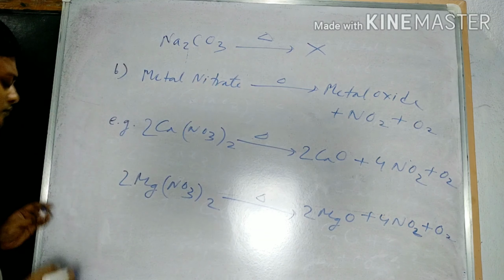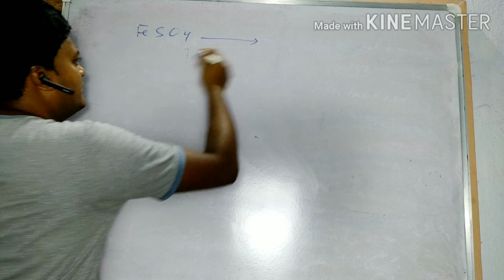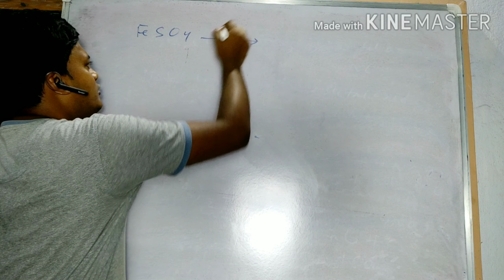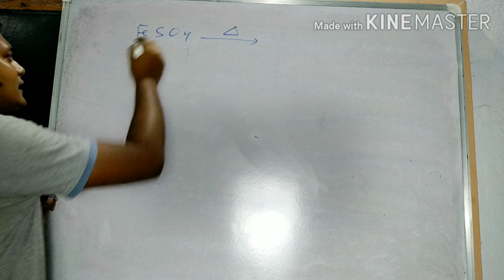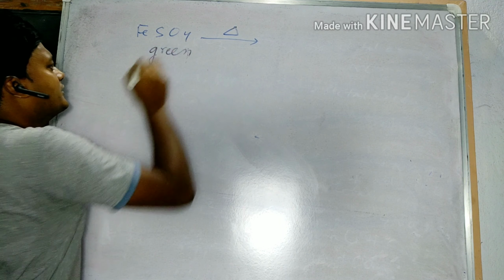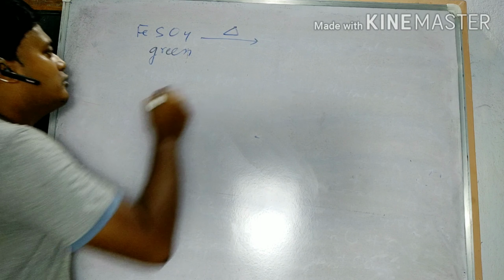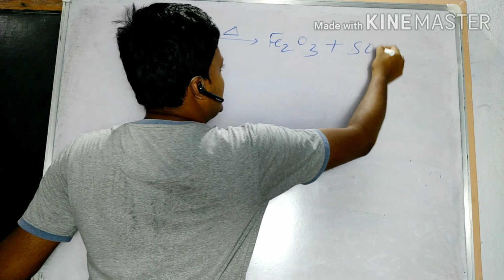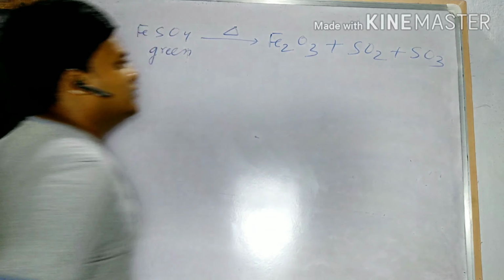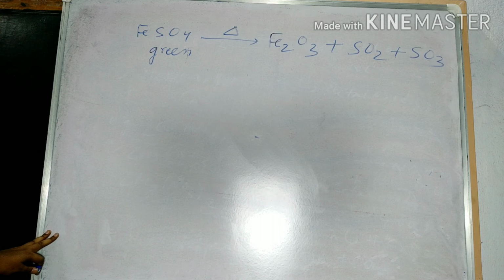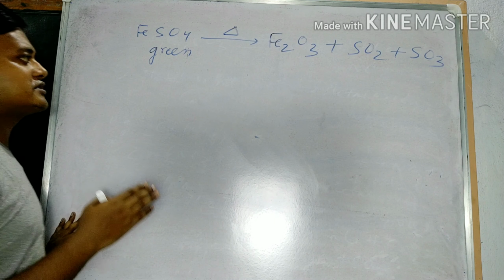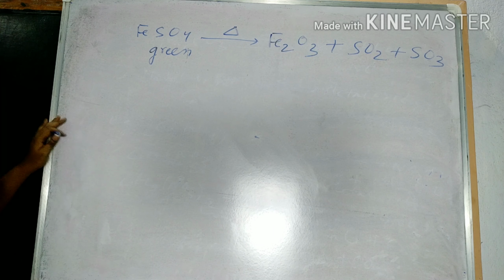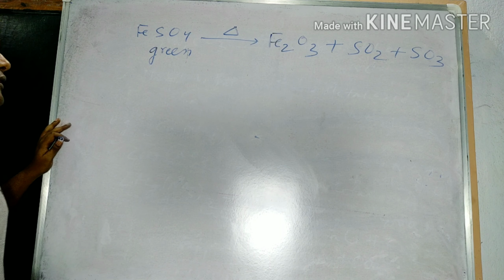FeSO4, a very common question in CBSE class 10: what happens when we heat FeSO4? The color of FeSO4 is green. Now on heating, what happens? Ferric oxide plus SO2 plus SO3. It produces both SO2 and SO3. Ferric oxide, SO2 plus SO3. All these are thermal decomposition.